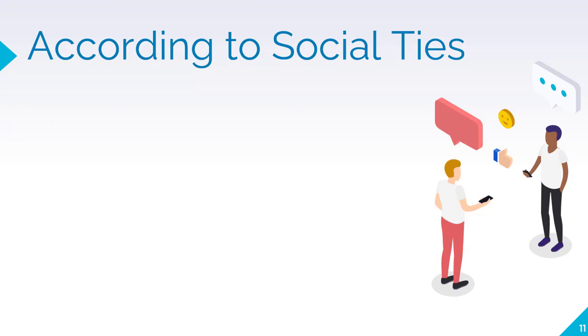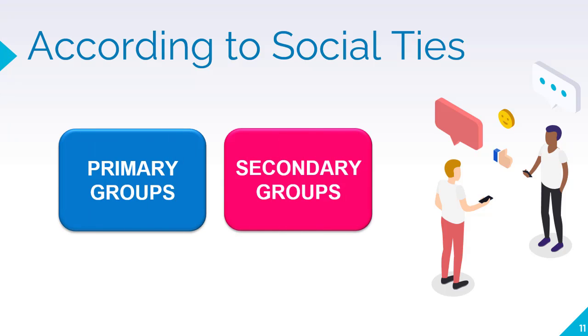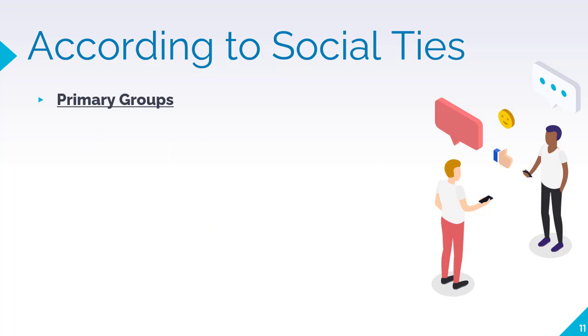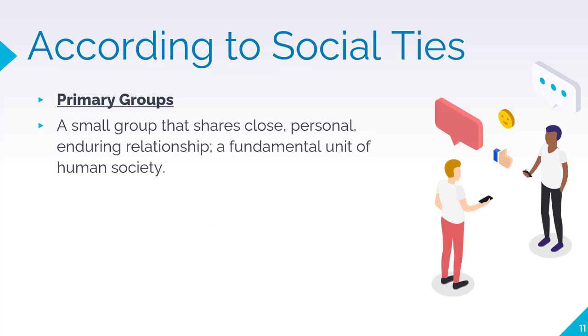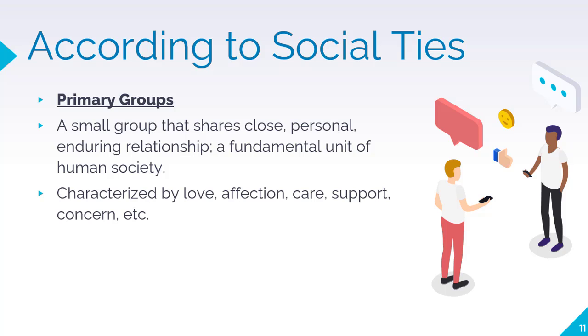Types of social groups according to social ties. We have primary and secondary groups. Primary groups. A small group that shares close, personal, enduring relationships. It is the fundamental unit of human society, which is characterized by love, affection, care, support, concern, and other innate feelings. Prominent examples are the family and your closest friends.